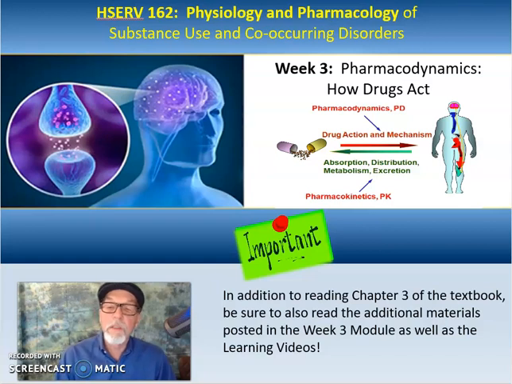Hey everybody, welcome to week 3 of HSERV 162, and today we're going to discuss an overview of chapter 3 of our textbook on the topic of pharmacodynamics. As you recall from weeks 1 and 2, we're starting to build a common framework of understanding for a drug's mechanism of action. In other words, how it works. And so this week rounds out those first 3 weeks with the topic of pharmacokinetics.